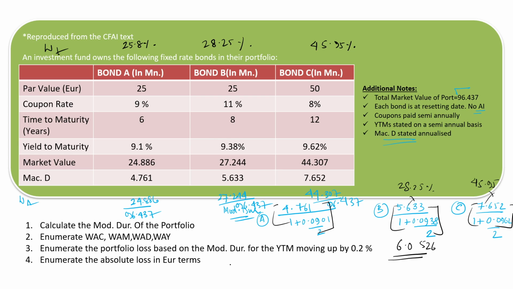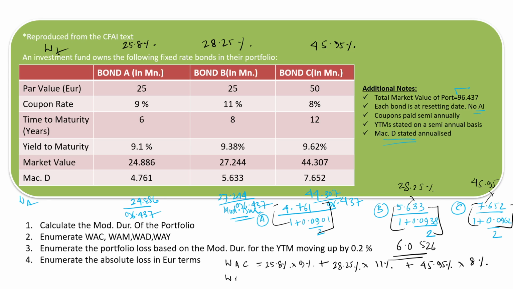So can we find out the weighted average coupon for this bond? Yes, that is also very simple to do. All that we have to do is to take again the weights, that is 25.8% for bond A multiplied by the coupon for bond A, which is 9%, and then again take 28.25% for bond B multiplied by the coupon of bond B, which is 11%, and we take the 45.95%, the weight of bond C multiplied by the coupon of bond C, which is 8%. I'll leave the calculation part to you. I think you should be able to do this simple algebraic calculation.